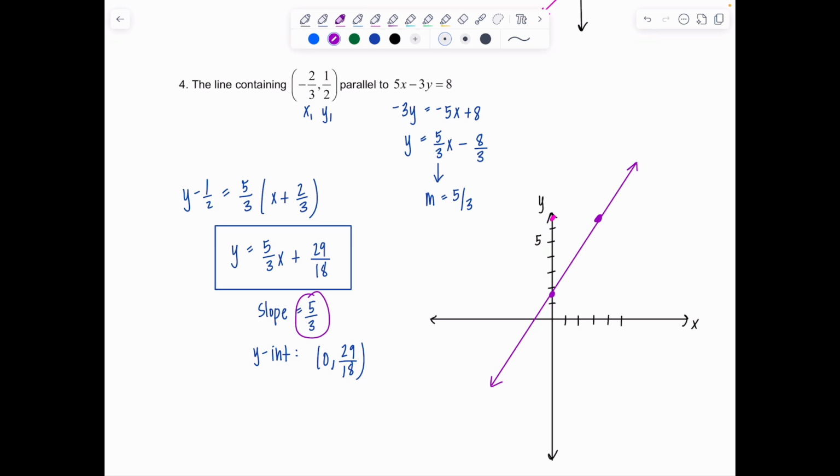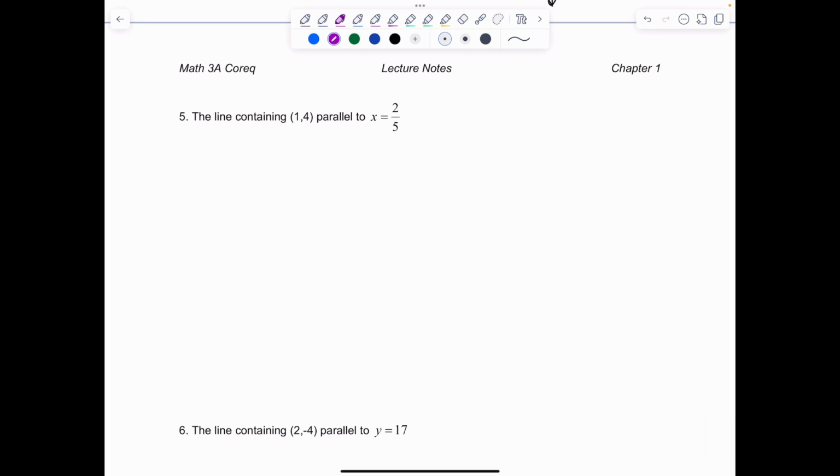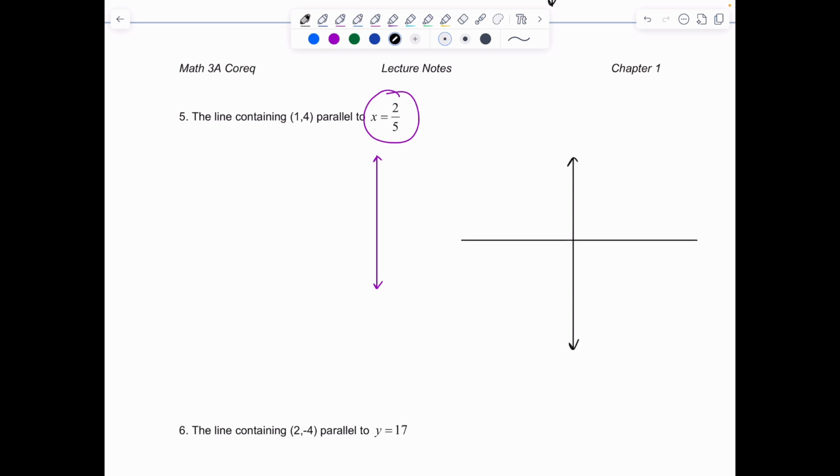Okay. 2 more sweet little examples. The line containing 1, 4 parallel to x equals 2/5. So remember, in the last lesson, we learned that if you have just x equals some constant, that's a vertical line. Okay? These ones I think are easier to solve just by graphing. So they want our line to go through the point 1, 4. And if they're telling me it's parallel to x equals 2/5, that means it's also vertical.